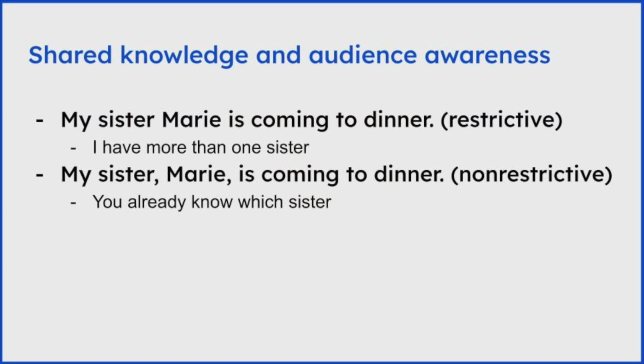But I'm still arguing that we need to bring every grammatical construction to our students with a rhetorical lens, with a why is this important? So the first one we can consider is restrictive and non-restrictive can indicate a shared knowledge between the writer and the reader. So let's look at two sentences as an example. If I said, my sister Marie is coming to dinner, I know that I have more than one sister if I don't put commas around it. If I do put commas around it, my reader already knows which sister is coming to dinner. So there's this idea of shared knowledge.